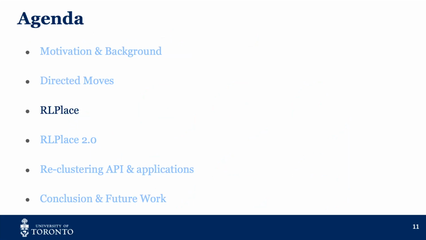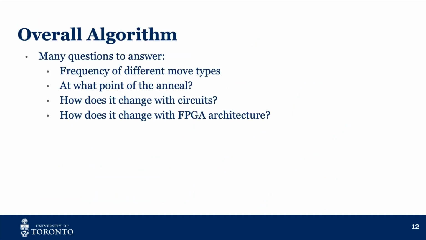Our second contribution is RLPlace. Once we proposed the various directed moves, we faced some questions on how to select these moves to efficiently explore the solution space. What should be the frequency of the different move types? And should this schedule be static throughout the different stages of the anneal, or should it change with the circuit characteristics or the FPGA architecture?